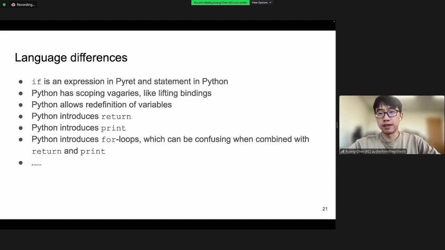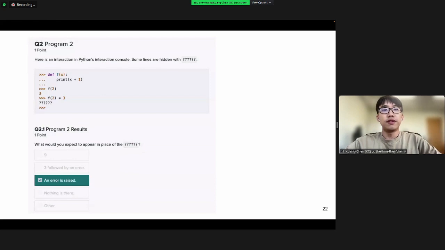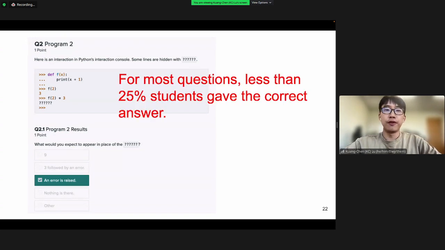We found a couple of other differences that are presented in the paper, but I will omit them here. These differences are not specific to Python. These language features are common to many imperative languages, and many of them are unusual in a functional language. We first asked students to predict program results by answering multiple choice questions, like what we did in the previous study. For most of these questions, very few students were able to give correct answers.